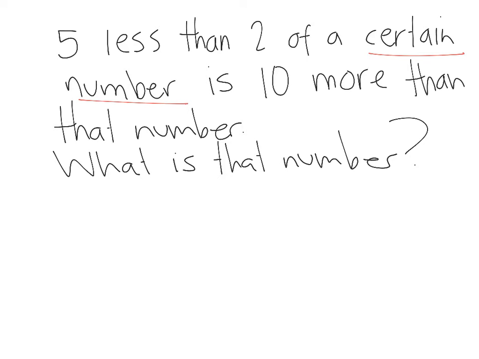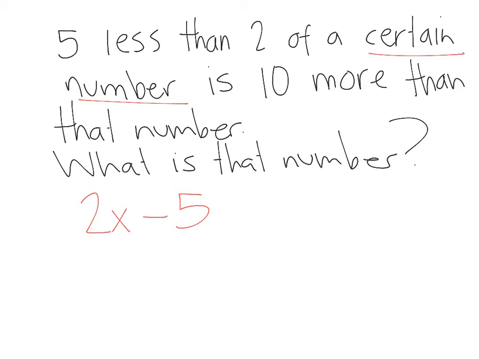x. So we've got a bit of the sentence that says 2 of a certain number. I've got 2 of them. So I know I've got 2x in there. And 5 less than 2 of a certain number means I've got 2 of that x and 5 less of it. So my first part of my equation says 2x minus 5.